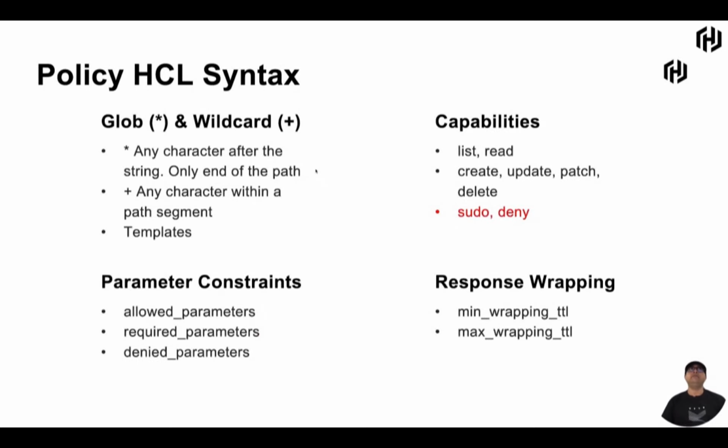Let's have a look at the Vault policy HCL syntax. A few things there are the glob, which is the star character, and the wildcard, which is the plus character. The glob matches any character after the string, only at the end of the path. The wildcard, or plus character, matches any character within a path segment. Also, the path can have templates, which we will see. The capabilities we have already gone through. For fine-grained policies, we also have parameter constraints, where we can have allowed parameters, required parameters, and denied parameters. In addition, there is also the capability of response wrapping, providing the time to live, or TTL, for the min wrapping and max wrapping.